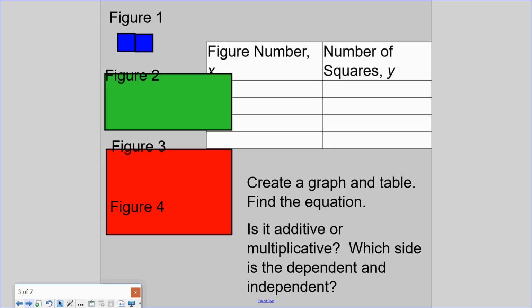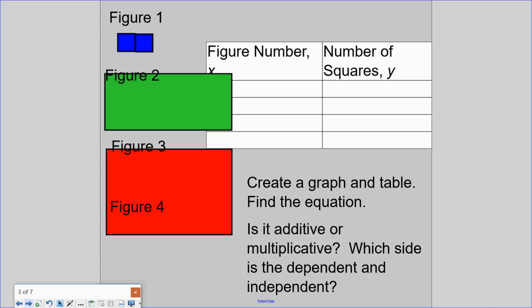In our lesson, you are going to be given a figure. You're going to be given a table. You will make a graph from the table. You will find the equation from the table. And then you're going to decide, is it additive or multiplicative? And which side is the dependent and which side is the independent?